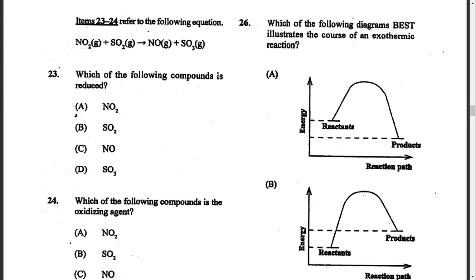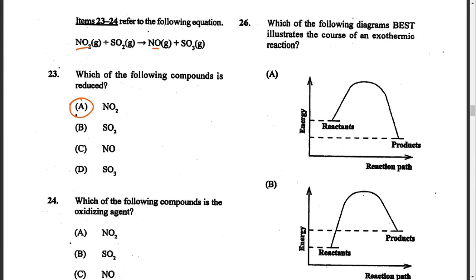Items 23 to 24 refer to the following equation. Nitrogen dioxide plus sulfur dioxide give nitrogen monoxide and sulfur trioxide. Which of the following compounds is reduced? If you look at nitrogen dioxide, it was reduced to nitrogen monoxide, and one of the definitions of reduction is the loss of oxygen. So the answer is nitrogen dioxide, A.